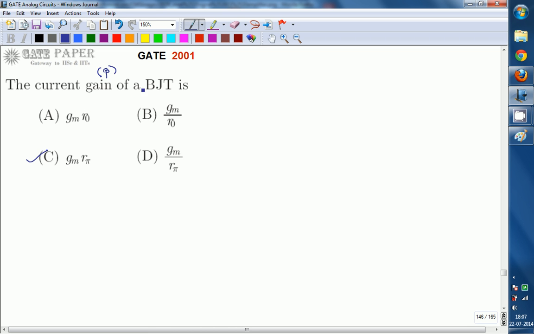Okay, and current gain of a BJT is defined whenever the BJT is in the linear region, also called the active region. Then only the BJT is going to act as an amplifier which can provide current gain as well as voltage gain. So first of all, the BJT has to be kept in the active region, then you can apply a small signal to get the current gain as well as voltage gain.